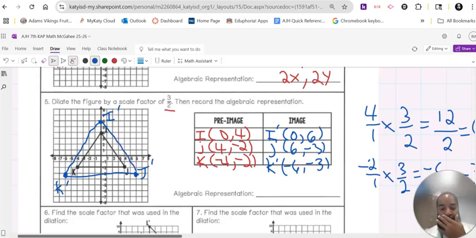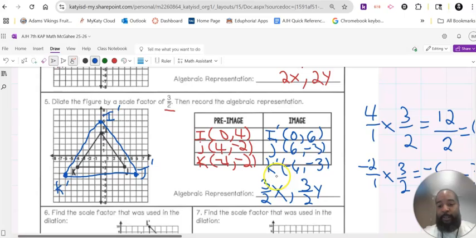Okay, now the algebraic representation here, we're going to write this as this improper fraction. That's going to be 3 over 2 times x and 3 over 2 times y. We can leave it like this. If you felt the need to turn it into 1.5, that's fine as well. But improper fraction is perfectly acceptable for dilations.